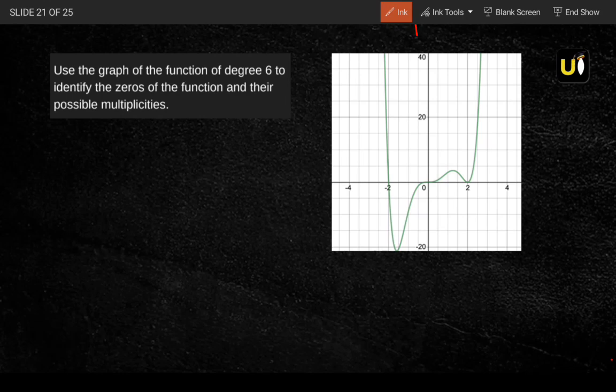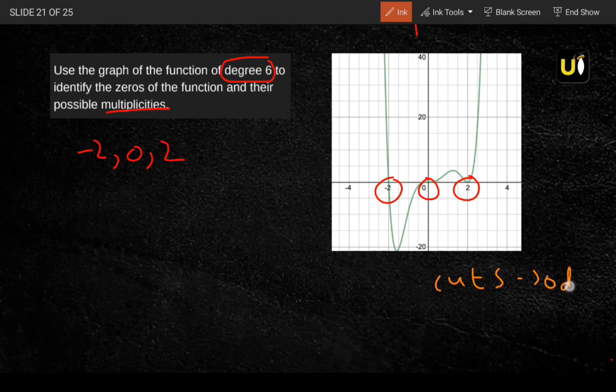Here we are given a graph, and using the graph we have to find the multiplicities of the zeros. We are given one more important point, that the degree of this function is 6. From the graph we can see that -2, 0 and 2 are the zeros. Now we have to find the multiplicities. As we have discussed before, if the graph cuts the x-axis, then the multiplicity is odd. If the graph bounces off at the x-axis, then the multiplicity is even.